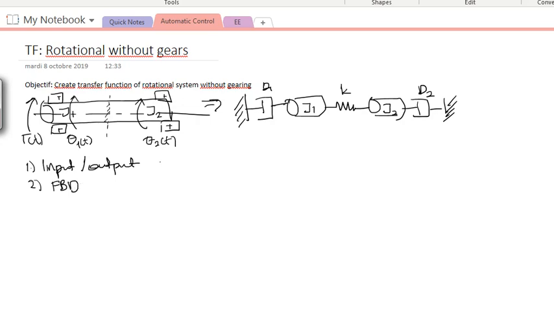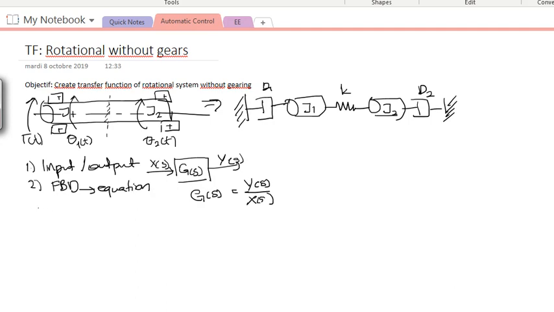So why do we do FBD? Because a transfer function is basically a relation. The transfer function G(s) is the relation between the input and the output. Let's say I call the input X(s) and the output Y(s), in the frequency domain, of course. G(s) is basically, if you remember, the output over the input, right? So in order to do so, we have to find the relationship between the input and output. That's why we write an FBD, and then you write down the equation that relates X(s) and Y(s).